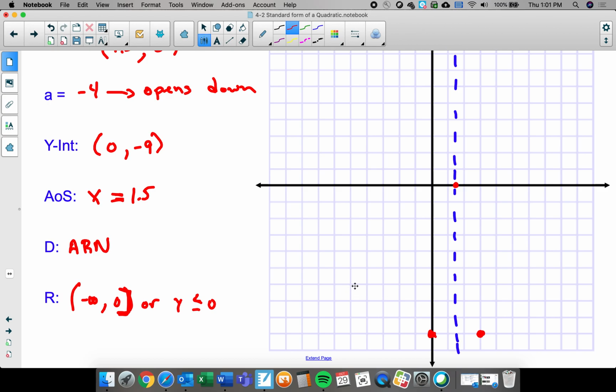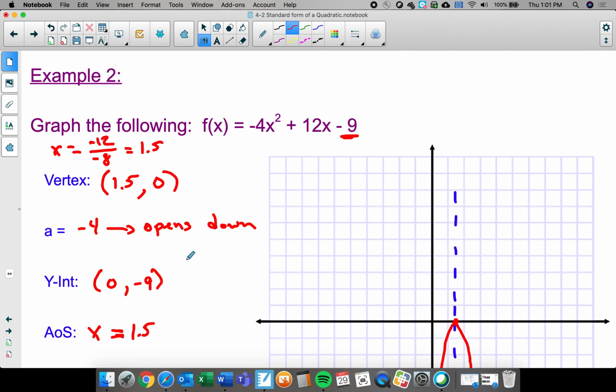So now I've plotted the vertex, I've got a y-intercept, I use some symmetry to my advantage, and now there is at least approximately what your parabola looks like. Okay, and again, if we check our range, we said it was going from negative infinity up to 0, that is our highest point. Or we said y is less than or equal to 0, there's that, all the way down. Okay? Again, I do not care which way you write your range, that's perfectly fine, whichever one makes sense to you.